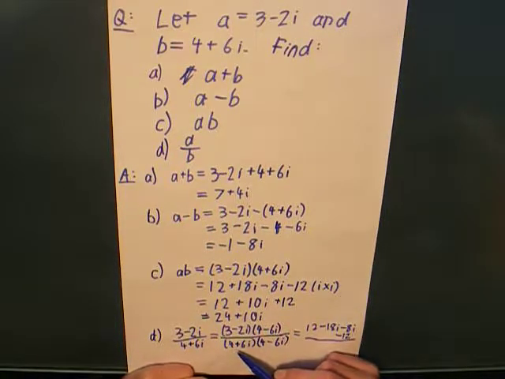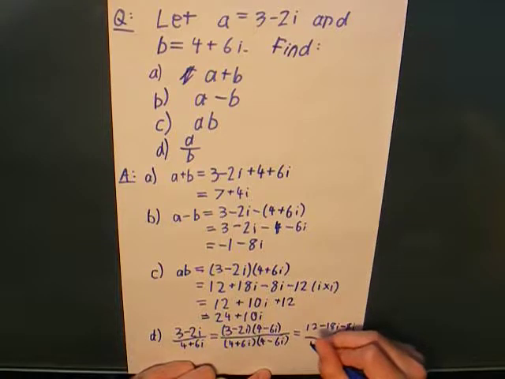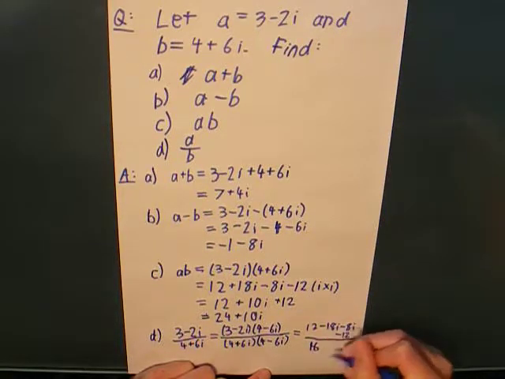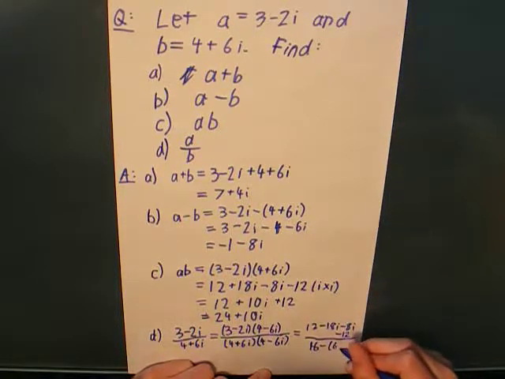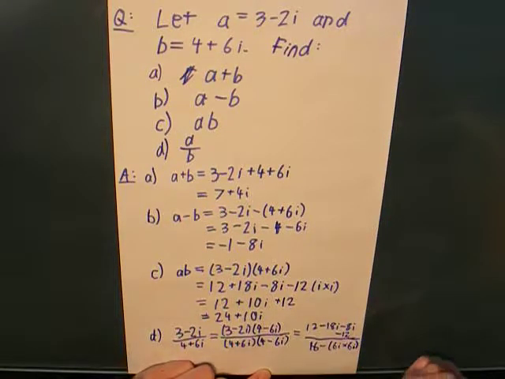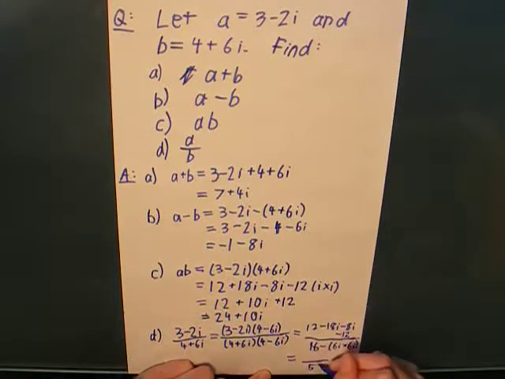Which, if you use the difference of squares formula here, you can see that this will just give us 4 squared minus 6i squared, so 16, which is what 4 squared is, minus 6i times 6i. Well, I know that 6i times 6i is minus 36, so it'll be 16 plus 36, or just 52, over 52.